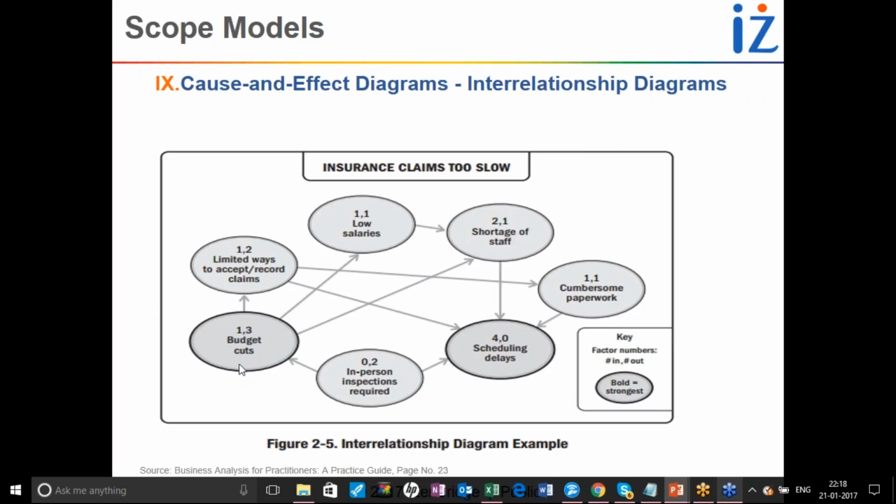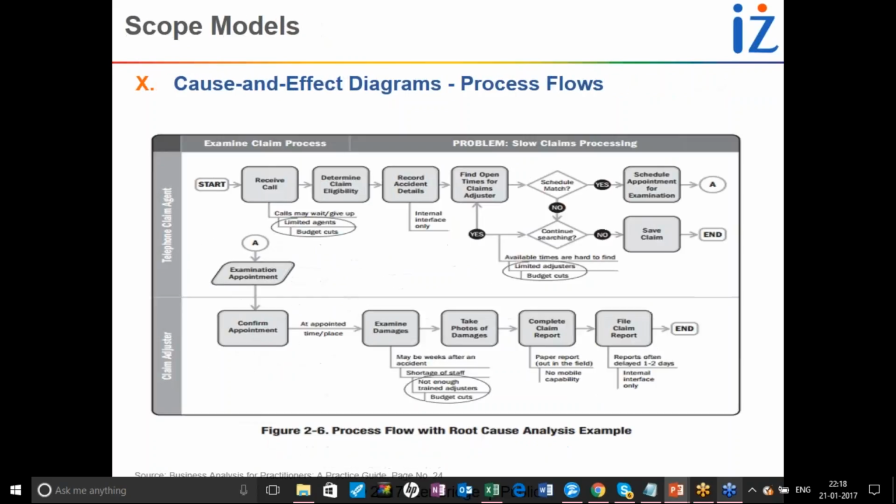So these are the critical things. This is the critical cause and this is the critical effect. You can see it is represented by the bold outline. So it is giving the idea of the critical effect and critical cause, and you need to explore further accordingly.